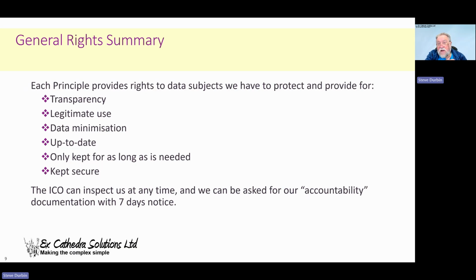So that's the end of the sort of general rights again for the principles, okay? And we basically bear in mind the fact that in the UK, the ICO, in other countries, the regulators can inspect us at any time and can ask for our accountability documentation with a very short notice.